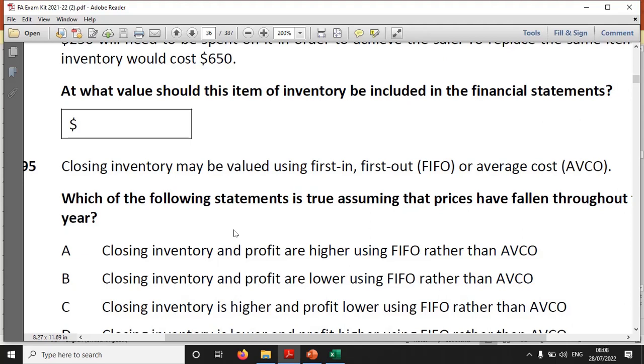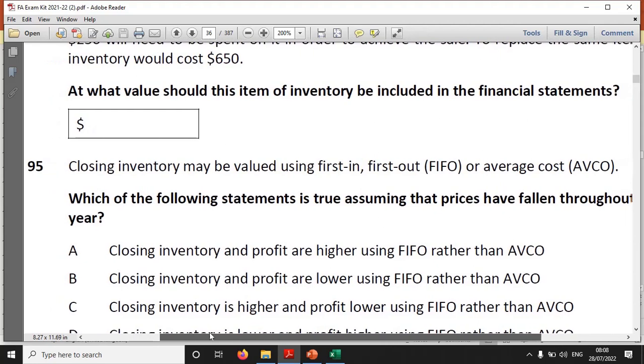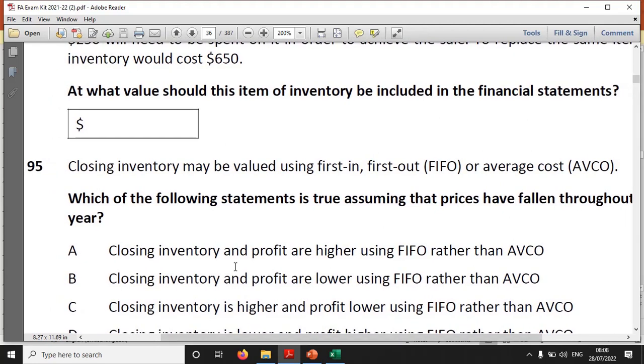Now, this is the opposite of what? Inflation. What is the opposite of inflation? Some of you are doing economics. She has given us the word deflation. We are going to run with that. If prices are falling, which of the following statements is true, assuming that prices are falling throughout the year?